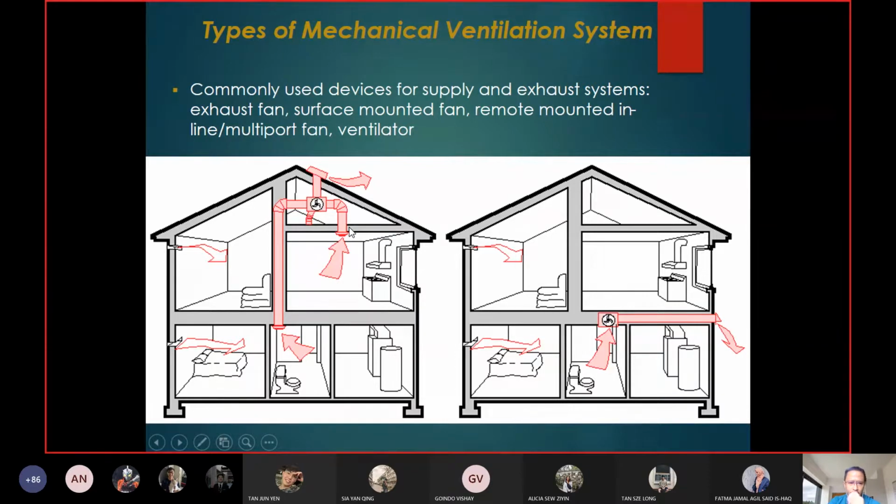Remote mounted inline multi-port fan ventilator. Basically this one on the left is remote mounted. I believe this is remote mounted. The fan itself is not mounted to the ceiling, but far inside the roof space, the space inside the truss. And then on the right is the surface mounted fan. Basically it's mounted on the ceiling. Like I said, we only see the cover, but the fan is right behind the cover. Okay, and basically we need some ductworks to bring the air to the outside or to the inside, depending on which system you use.